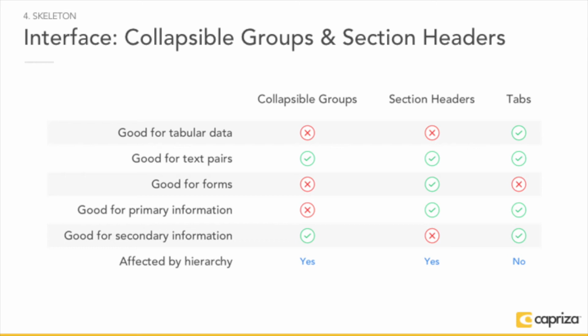Finally, it's important to remember that collapsible groups and section headers are affected by hierarchy. Vertical placement is not an issue with tabs, as they hold items at an equal level with one primary tab. With collapsible groups and section headers, order and flow of information is more important. One last thought, it's best not to mix collapsible groups and tabs. Since a tap is already needed to select a tab, requiring an extra tap to expand a nested collapsible group is not ideal.